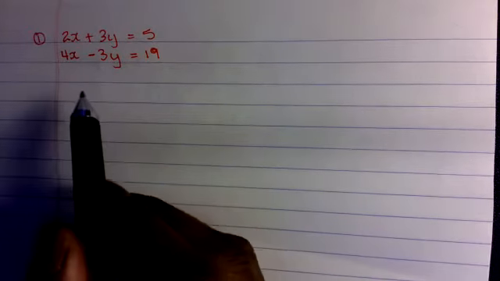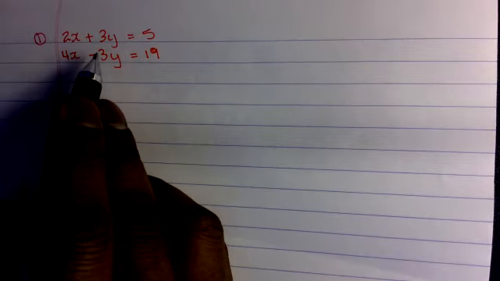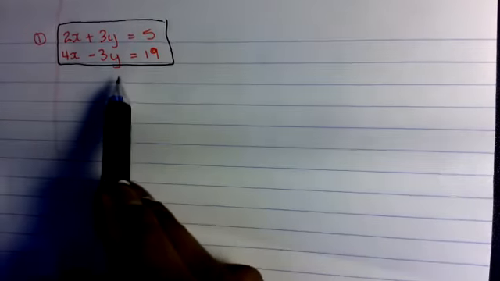So my first problem that I have here says 2x plus 3y is equal to 5, and I have 4x minus 3y is equal to 19, all right? So this is my original equation. So what I'm going to do is I'm going to box this. All right. So here, one of the first things that we've got to do is make sure that we can try and eliminate one of these variables. All right. How do we do that? Make sure that they're the same, but opposite.